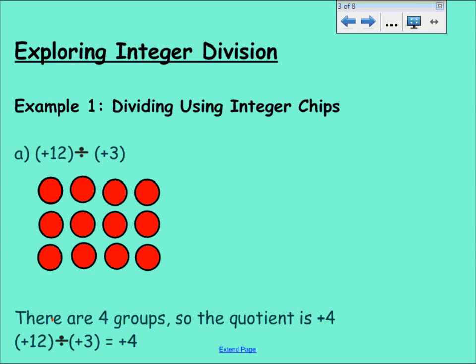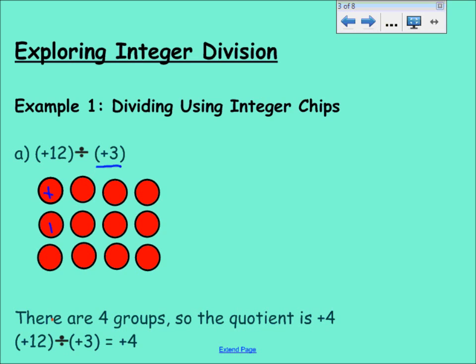Okay, so exploring integer division. When we're dividing using integer chips, which are these red chips here, red meaning positive, we've got 12 red chips, and we want to divide them by positive 3. So we're going to put them in groups of 3.